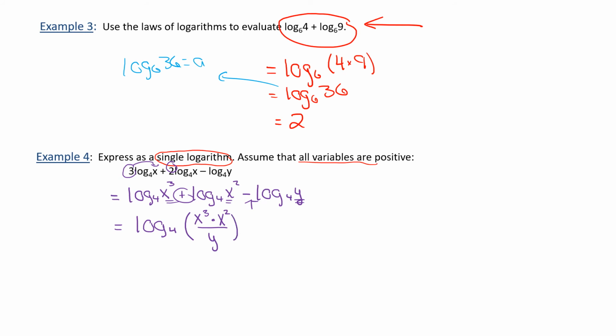And the question said expresses a single logarithm, and we've done that, but you always simplify any further if you can. We can do a little more. We can take those numerators and just put them together. Log base 4 of x to the power of 5 over y. And that's all simplified, and it's written as a single logarithm. So that's as far as that question can go.